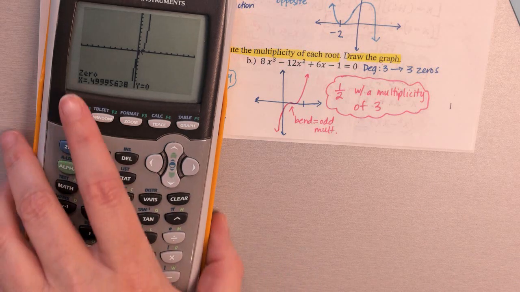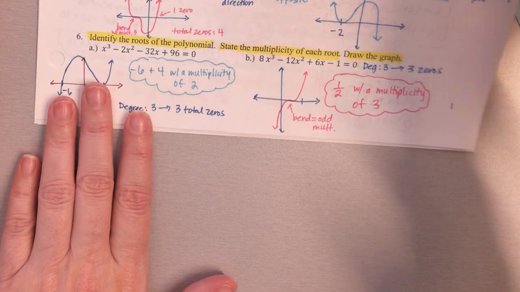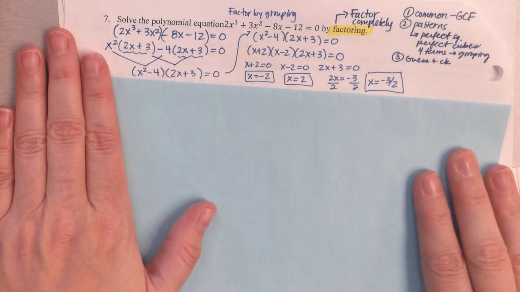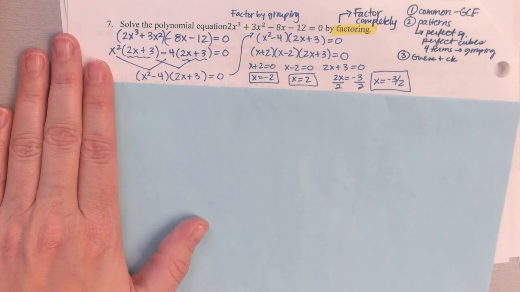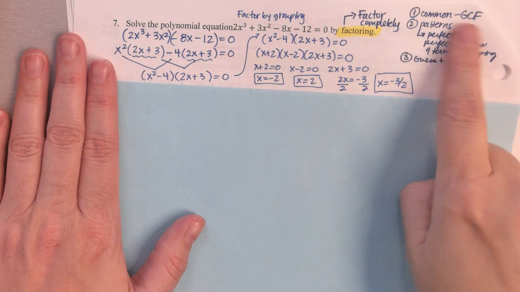Okay. All right, and then for number 7, it says solve the polynomial equation using factoring. So when you are factoring, you have to factor the polynomial completely. Okay? This is where sometimes people lose a point because they don't factor it completely. So remember, here are your rules.